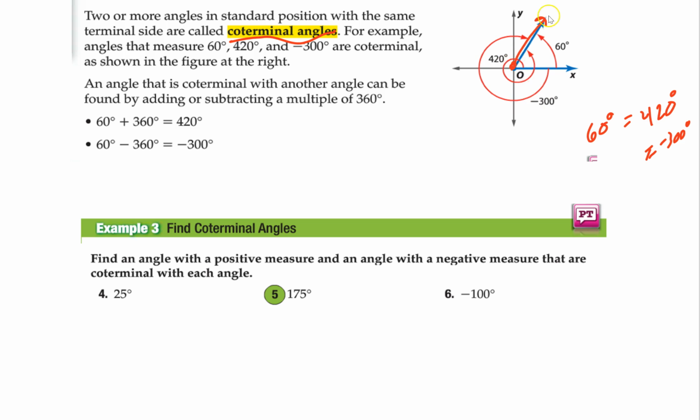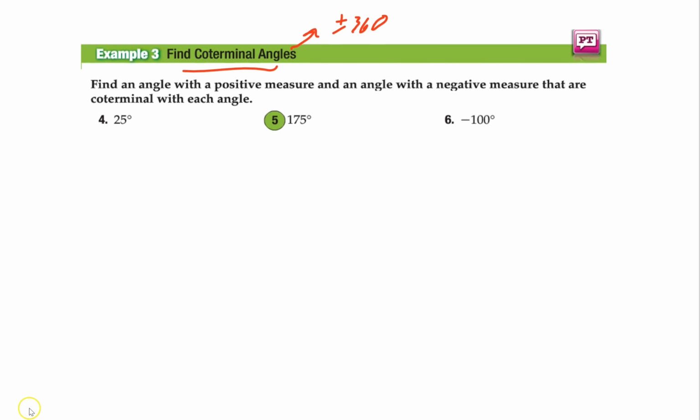So any angle that has the same terminal side is called a coterminal angle. How do you find them? Well, it's actually very simple. All we're doing is going around a circle. The circle is 360. So to find a coterminal angle, all we're going to do is add or subtract 360. That's all it is. So let's do a couple of examples.